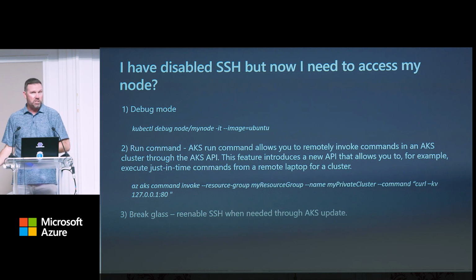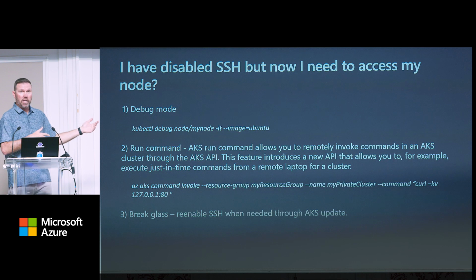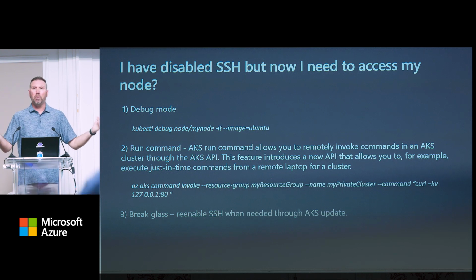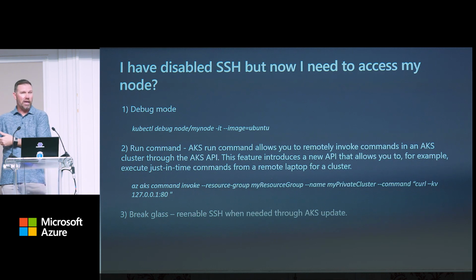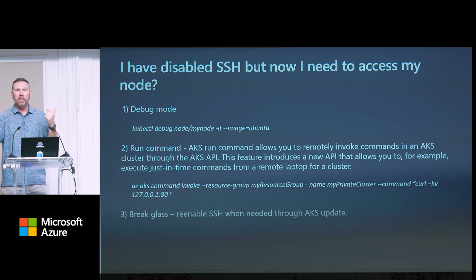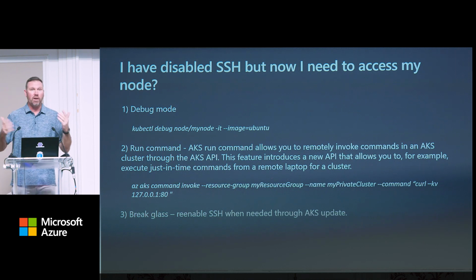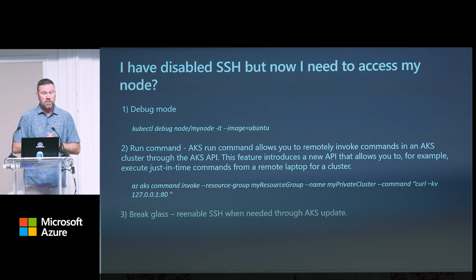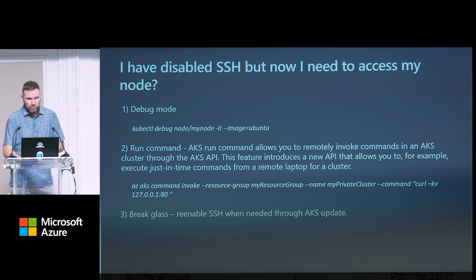So think of break glass scenarios, where essentially you turn off SSH to be compliant with your environment, but you have a break glass scenario, you can just run an AKS update on that cluster and now re-enable SSH and come in and do your SSH work and then turn it back off. You have those flexibilities that exist for you as well.